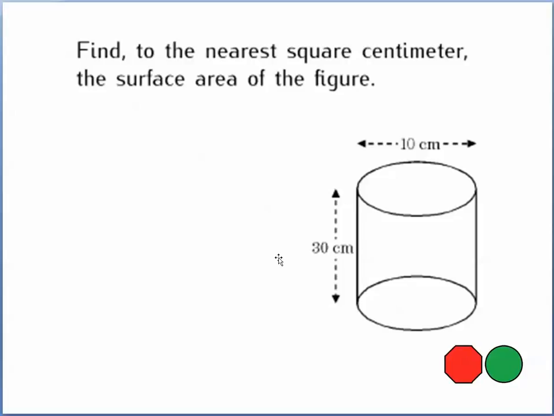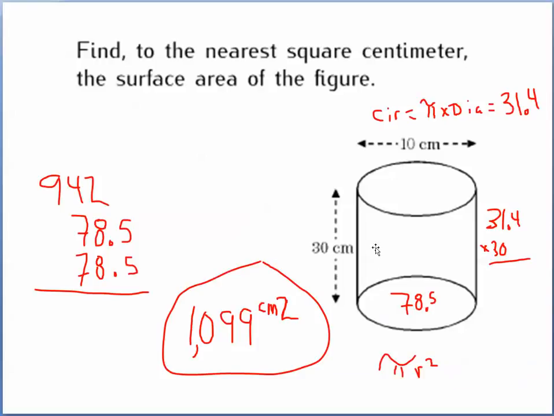Okay, let's see how you did. Well, we have to calculate the area of this circle, which is nothing more than pi times the radius squared, and this circle right here, which is also pi times the radius squared, and we come up with 78.5 centimeters squared. So we have two circles at 78.5 centimeters squared, and then we have the lateral surface area, which is nothing more than the perimeter of this circle times the height.